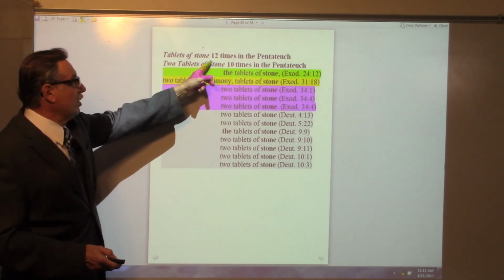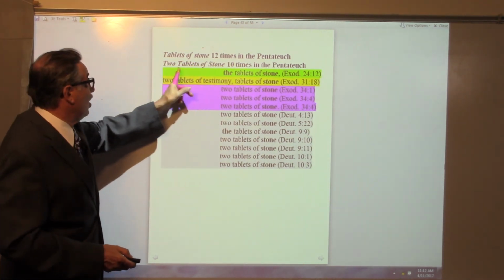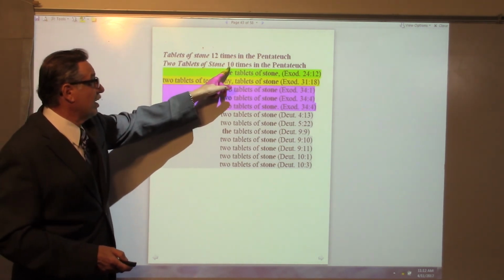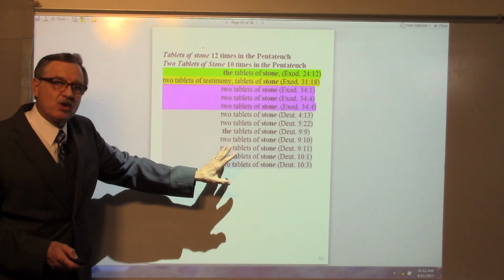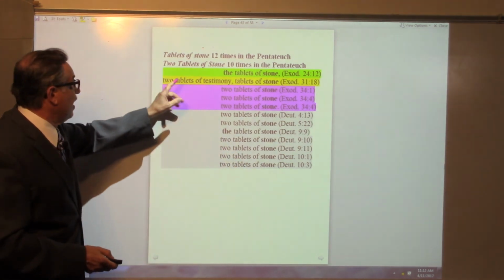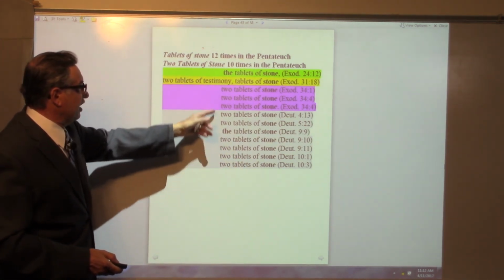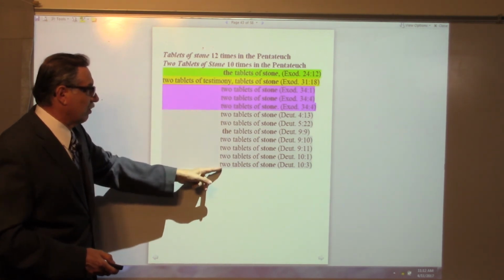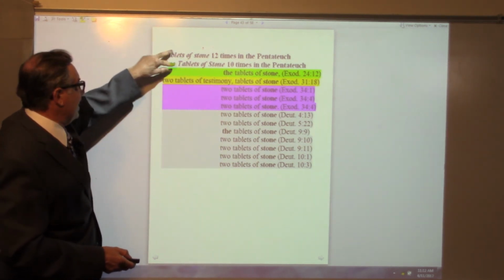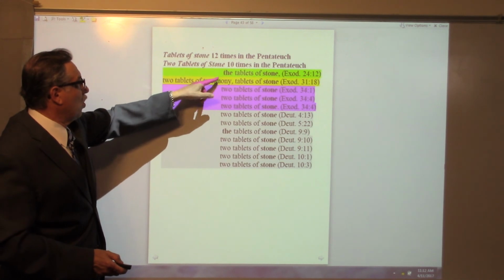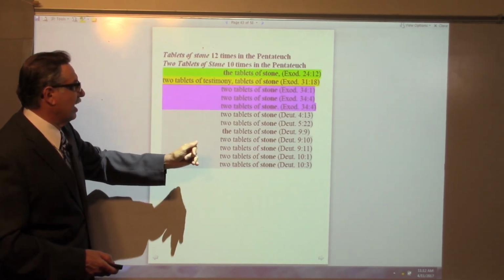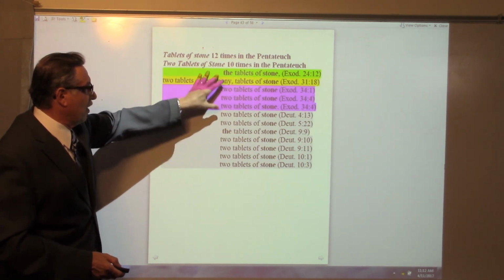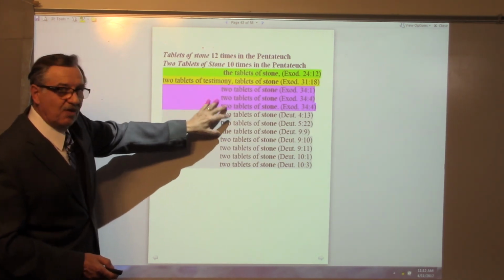Tablets of stone, 12 times. 2 tablets of stone, 10 times. Now we're looking at dodecadal, or meter in 12 repetitions. Now this is particularly interesting. So I have 2 tablets of stone, 10 times, and then 2 more without the word 2 in it. So I have a 2 and a 10 for a 12 put together here.